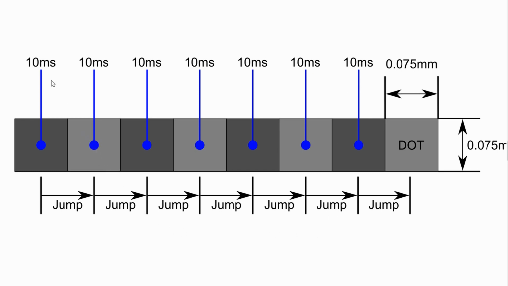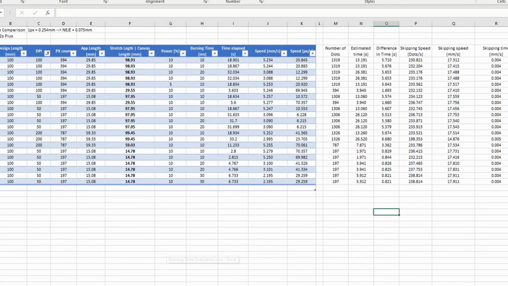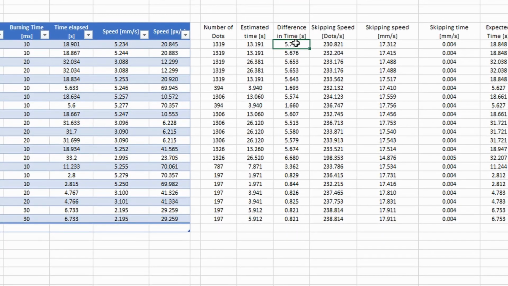If you think about it, there should be some movement from dot to dot, and I call them jumps. There will be some extra time spent at a certain speed. In reality, there will be a motion curve with acceleration, constant speed and deceleration, so there will be some extra time spent in between the dots. So I took the difference between the estimated value, which is given by the burning time, and the actual value, and divided it by the number of skips. The number of skips is very simple: it's the number of dots minus one.